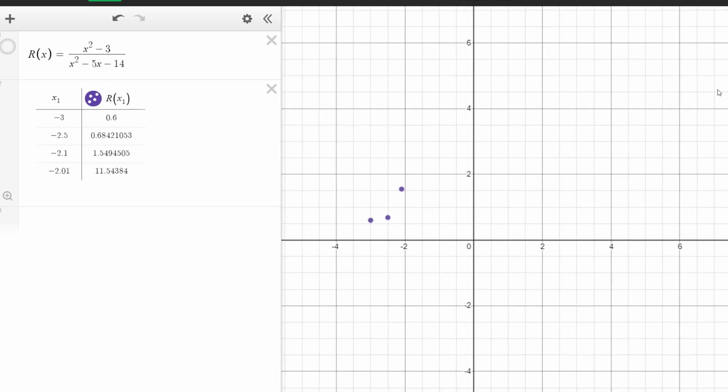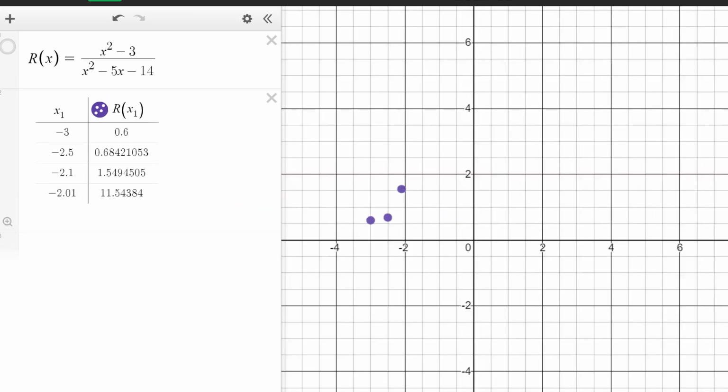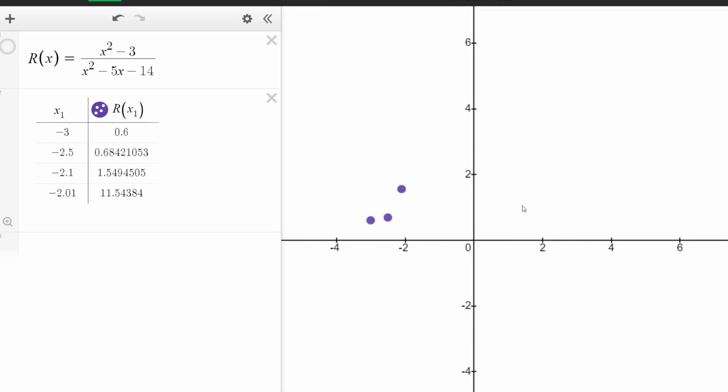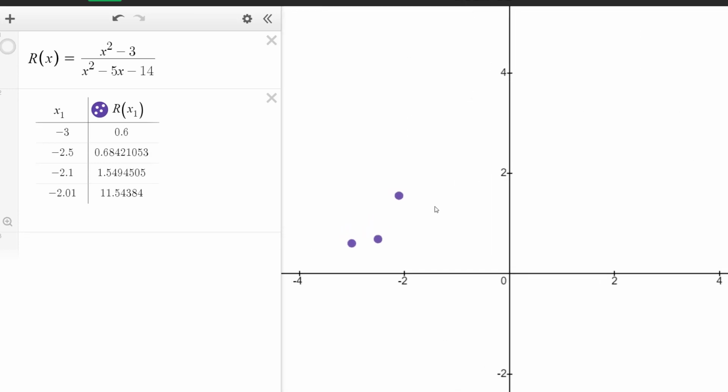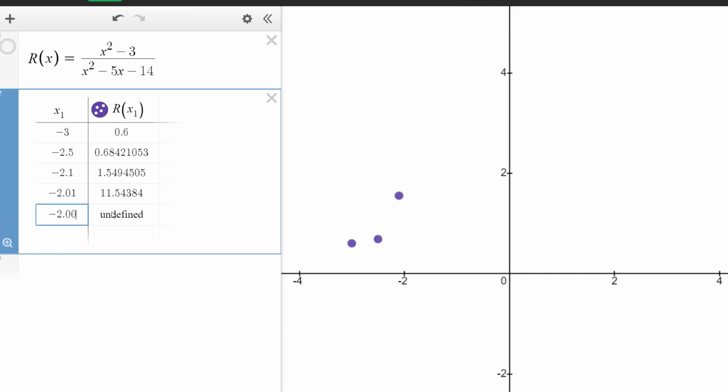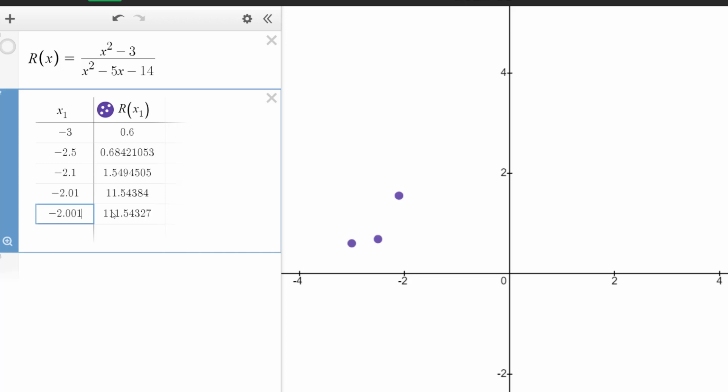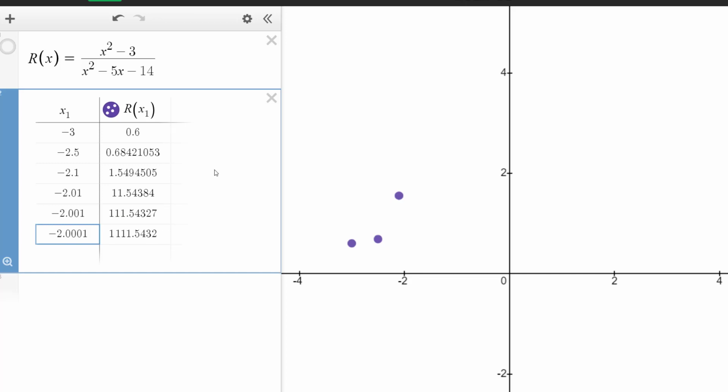And you can see that the table is building, and let me turn off the grid because that's kind of annoying. But the table is plotting points as I am building the table here. So if I said, let's get a little closer to -2, I could say -2.001. Oops, how about just -2.1? There we go. And how about -2.0001? And you can see these outputs seem to be exploding, right? They're jumping off to what seems to be a super large number.